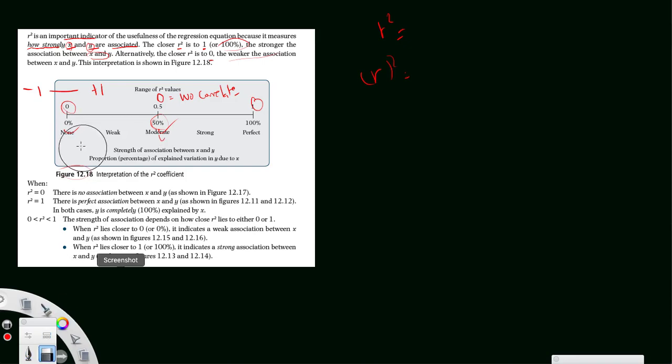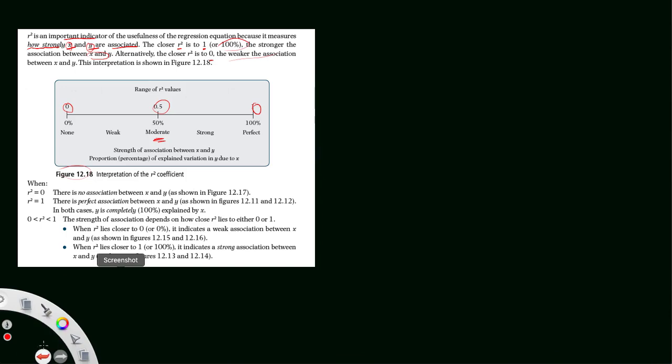So you must really pay attention and not confuse the two. The other one was from -1 to +1, with 0 being no correlation. But this one we're starting from 0 to 1, and 0.5 being a moderate association, like I've explained. And we can now try and apply this to the scenario that we had previously.